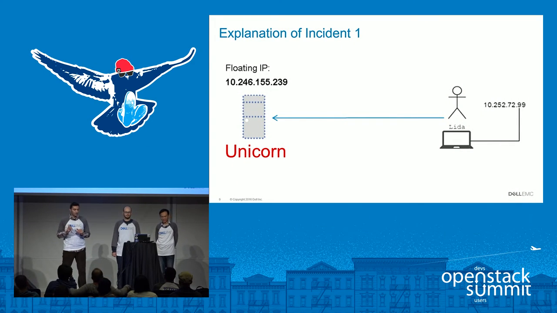So here's Lida on the right and the Unicorn application on the left. The IP of Lida, I want you to memorize this, try to memorize these IPs because you're going to see them in this case all along. So Lida's IP is 10.252.72.99, and he's trying to reach the floating IP at 10.246.155.239. There's no conflict here in this IP. This IP is range 2016, and that IP is 24.